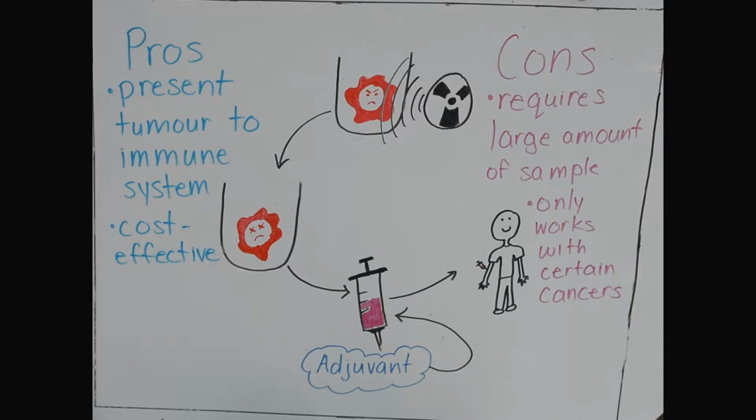Some of the advantages of tumor cell vaccines would be that you're presenting a tumor directly to your immune system, and also that the method for synthesizing the vaccine is very cost-effective. On the flip side, this method requires a large amount of sample to stimulate an immune response. In addition to that, it only works with certain cancers. Complications can begin to arise with cancers in hard-to-reach places.